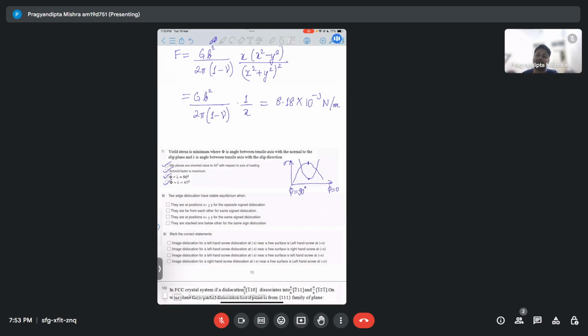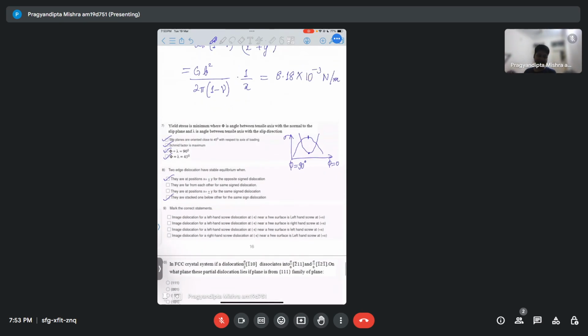Next question is, two edge dislocations have a stable equilibrium. When do they have stable equilibrium? When they are at positions x is equal to plus or minus y for opposite sign dislocations. Correct? Right. For oppositely signed dislocation, they have to be at plus or minus y. Then only they'll be at stable equilibrium. They are far away from each other for same sign dislocation. No, that is wrong. They are at positions plus or minus x or y for same sign dislocation. Wrong. They are stacked one below the other for same sign dislocation. That is correct. So when they are at 45, they'll try to come together. They'll stack one below the other. That is correct. Next question.